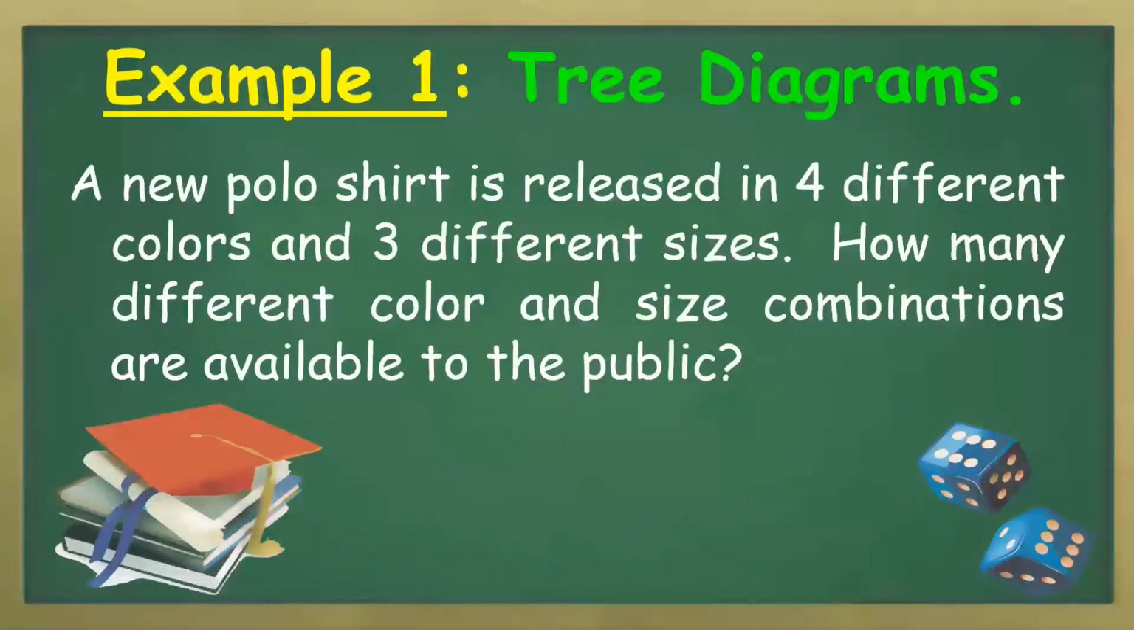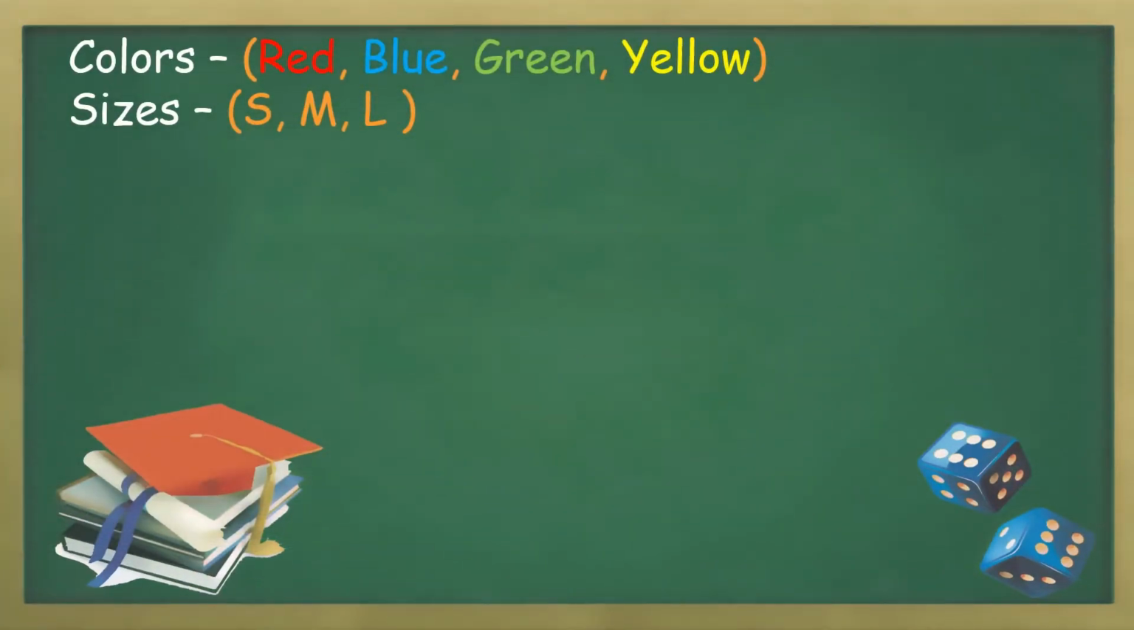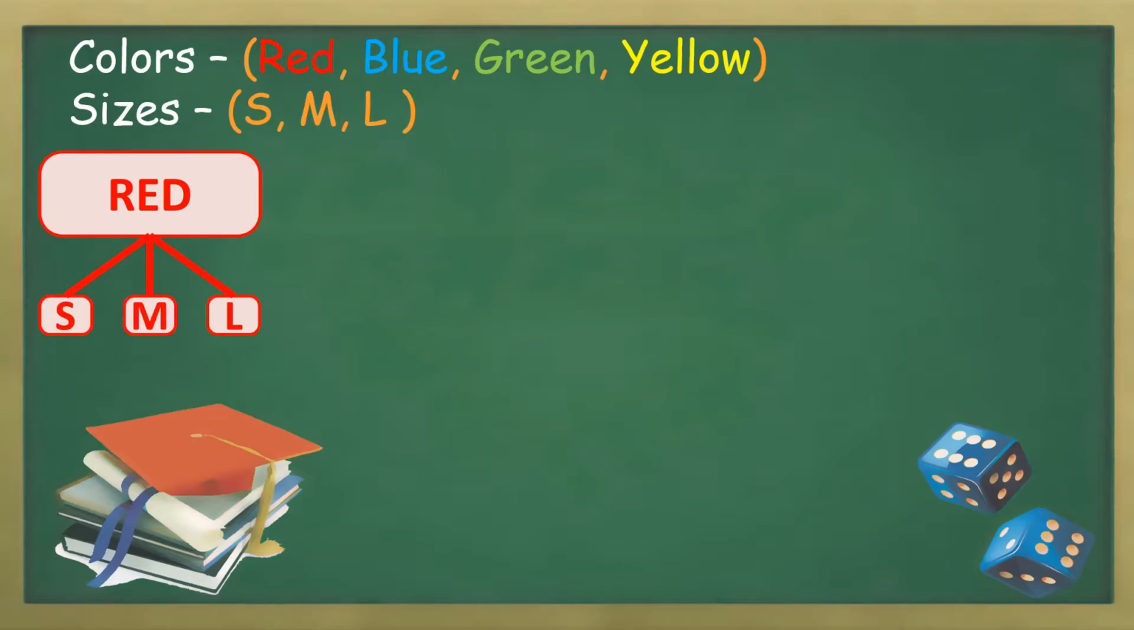So let's have another example of tree diagram. A new polo shirt is released in 4 different colors and 3 different sizes. So how many different color and size combinations are available to the public? Solving this using the tree diagram, let's assign the colors as red, blue, green, and yellow, and the sizes as small, medium, large, which are the common sizes that we have for t-shirts. Making a tree diagram, let's have the red polo shirt first. So this can have small, medium, large.